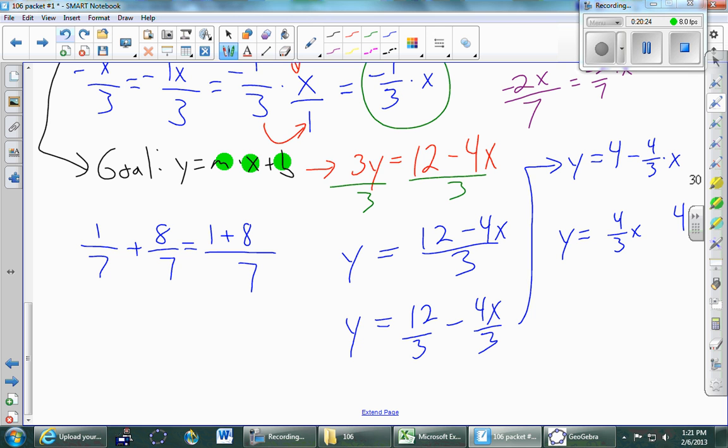Was that 4 a positive or a negative? It's a positive. It's still a positive 4. Was this 4/3 a positive or a negative? Negative. It is still a negative. Okay? So we're switching the order. Make sure you keep the signs exactly what they were before.